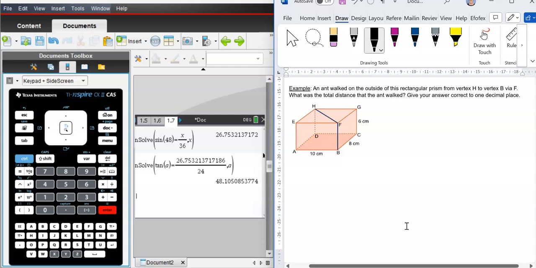Example 2 is a cube, but you can probably already see that there's a right angled triangle up on the top of that box. They're talking about an ant walking along the outside of a box, and it goes from vertex H across the box to vertex F, and then down to the bottom of the box, vertex B. So we can see that from F to B is 6 centimetres.